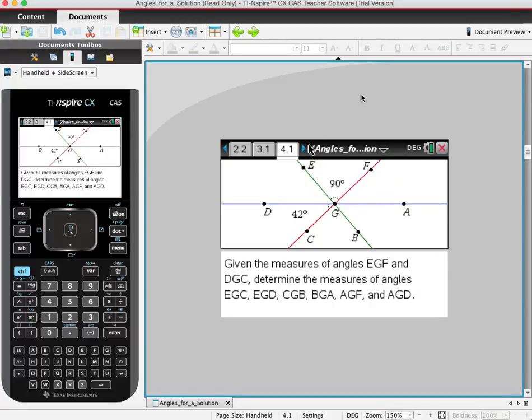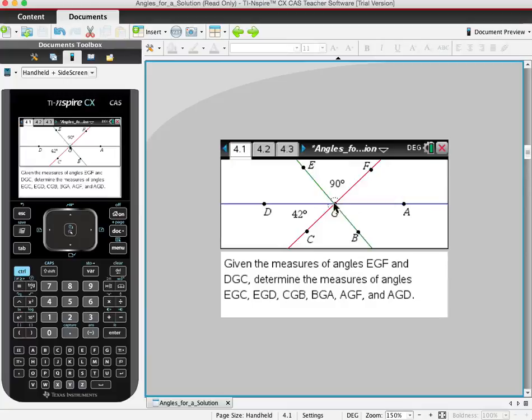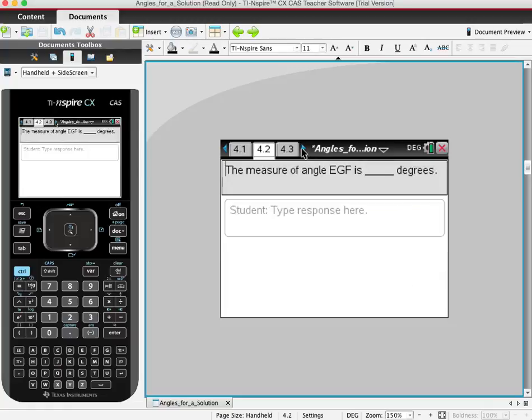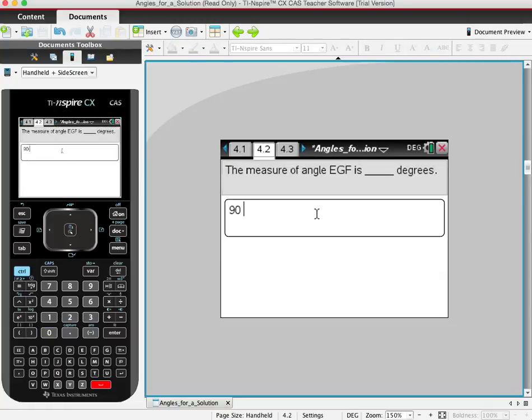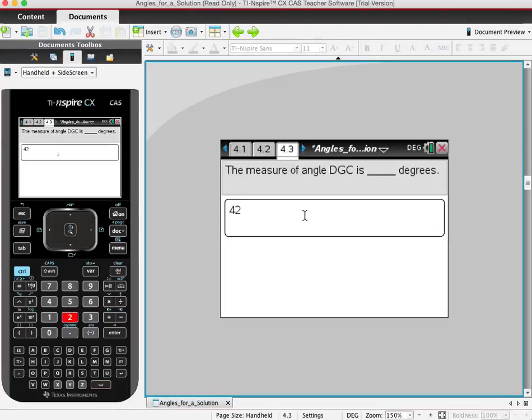And if we move on to problem 4.1, now it wants us to find 6 different angle measures given 2. And for this one, some hints I have for you guys are that the very first 2 angles it asks you to find are actually given. So if we go back to our original, EGF here we see is 90 degrees, and GGC is going to be 42. So those are really easy to fill in. So we can say 90, and we can say 42.